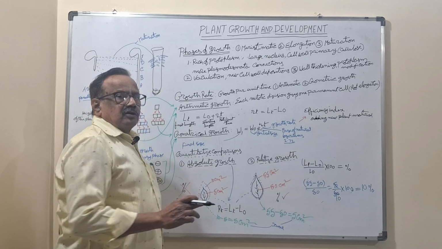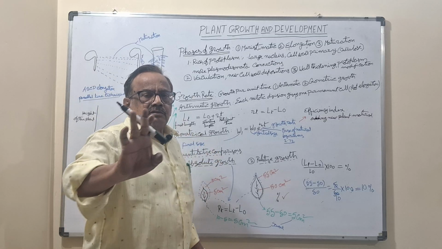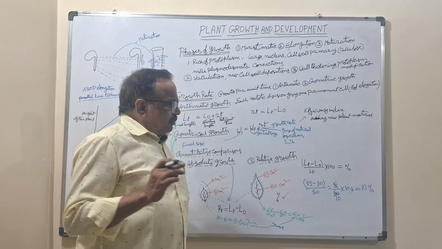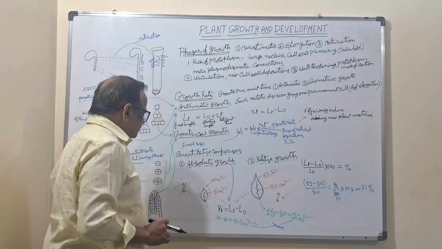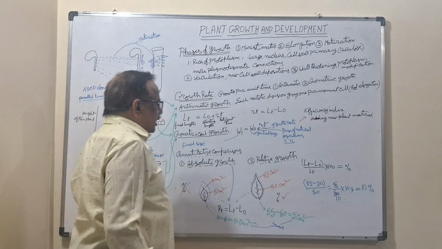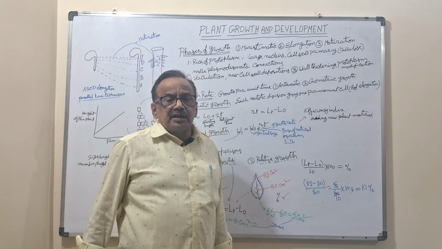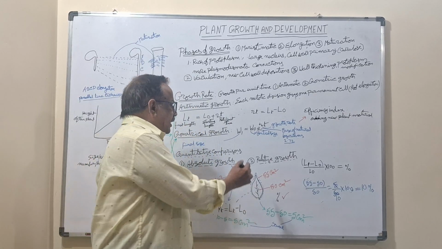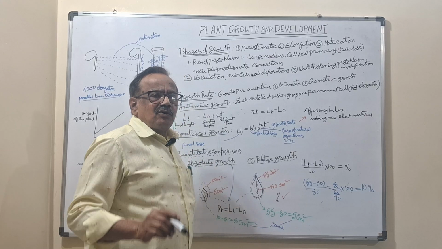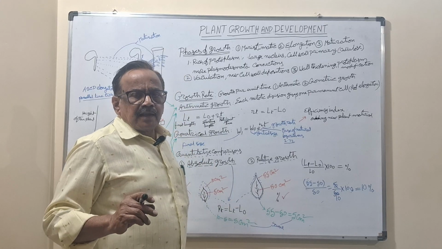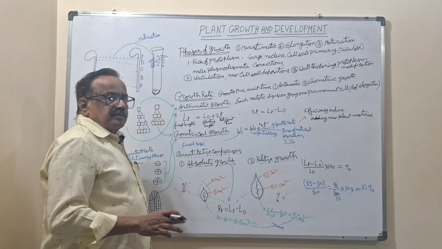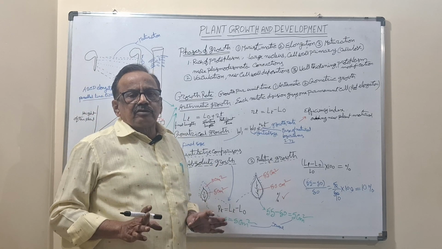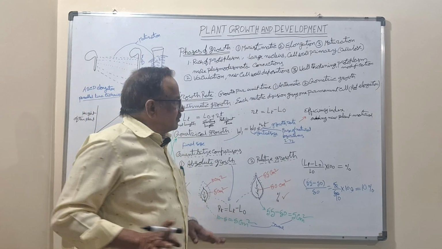Remember, in absolute growth it is not possible to calculate percentage. In the statements he may give, absolute growth and relative growth both can be shown in percentage. That is a wrong statement. Only relative growth will be shown in percentage. But absolute growth won't bother about the initial size. Only how much growth came in the unit time.